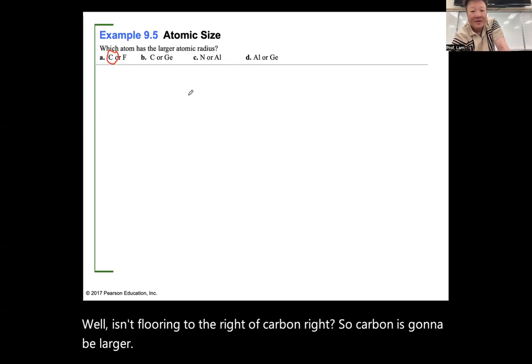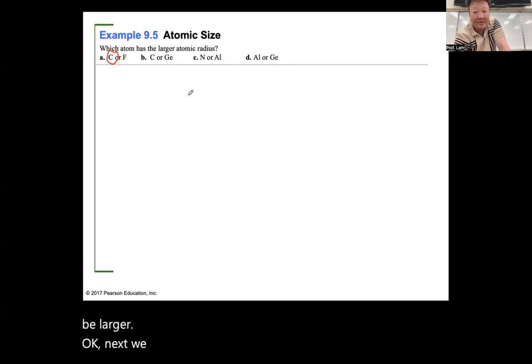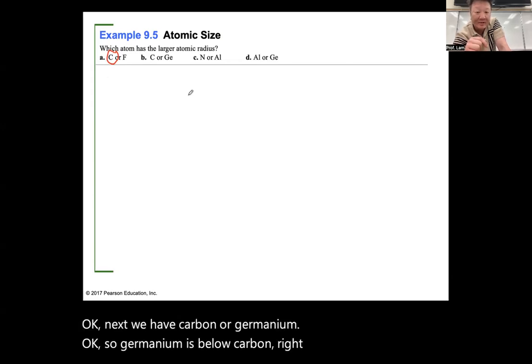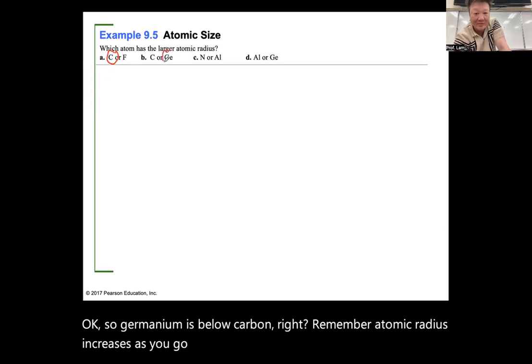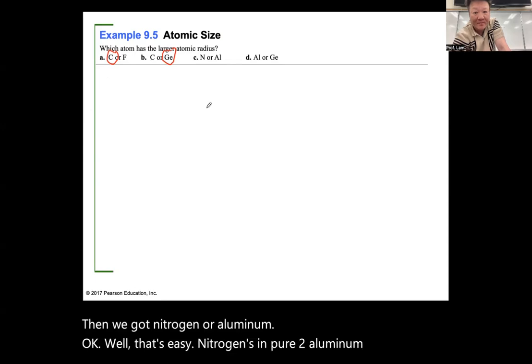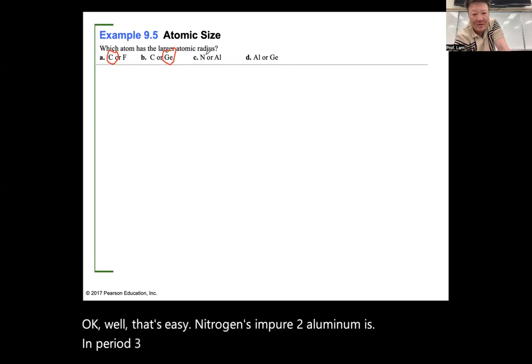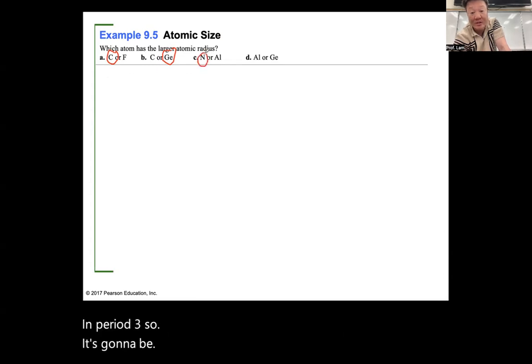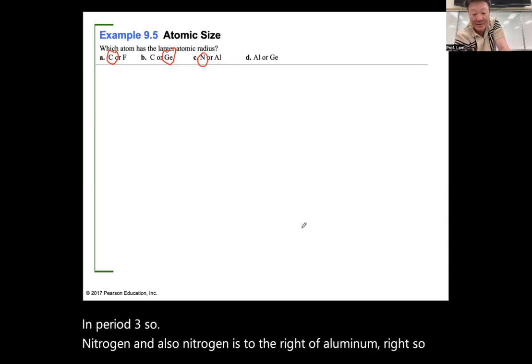Okay, next we have carbon or germanium. Germanium is below carbon, right? Remember, atomic radius increases as you go down the groups. You're going to pick germanium. Then we've got nitrogen or aluminum. Well, that's easy. Nitrogen is in period 2, aluminum is in period 3. And also nitrogen is to the right of aluminum, right? So nitrogen is going to be smaller.